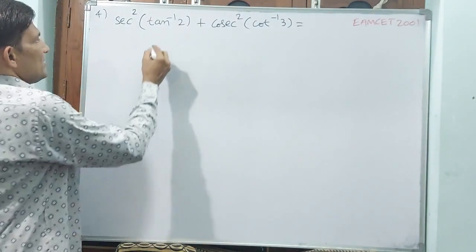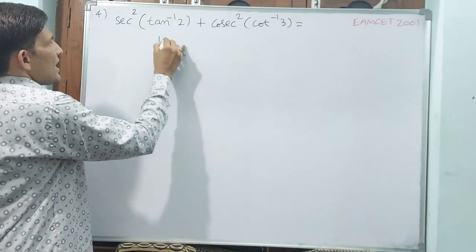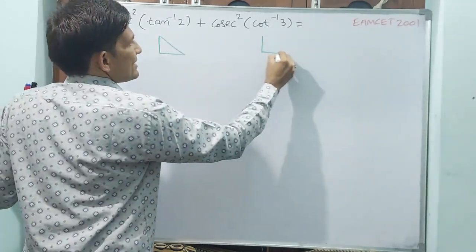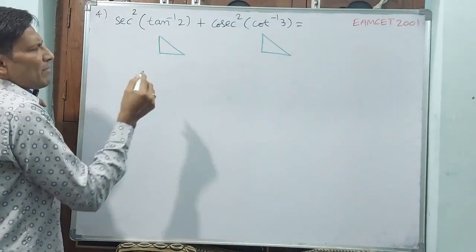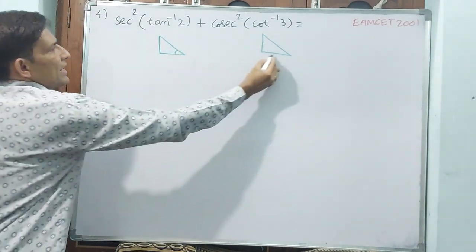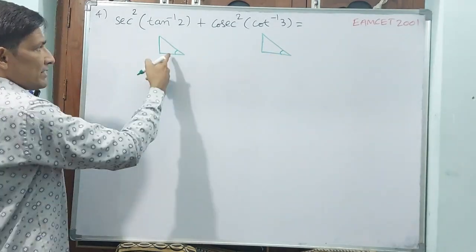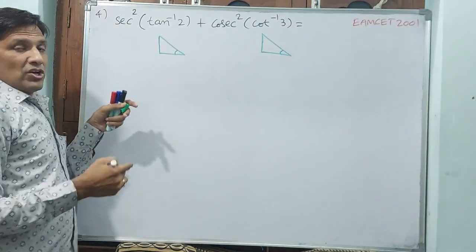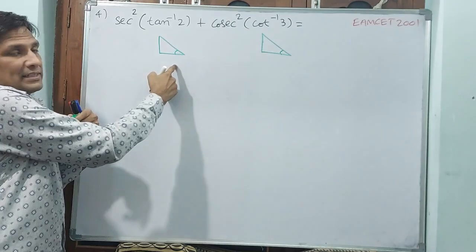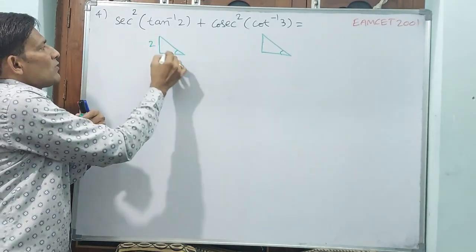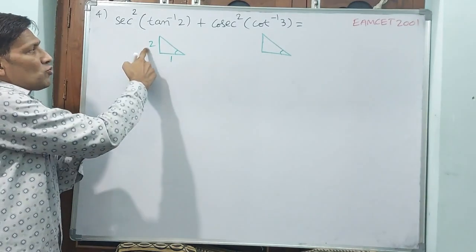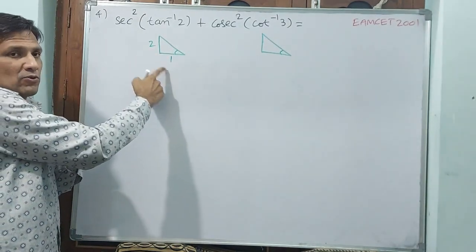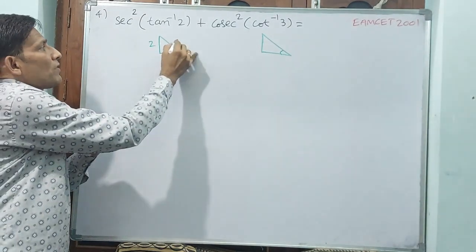Tan inverse 2 means, see here, one diagram I am writing here. See, theta, alpha and all I am not writing. Why? Because see, this is the theta angle, like I am keeping like this. Okay, here this angle based on this value. See, tan theta means opposite by adjacent. 2 is there means shall I take 2 by 1? If that is the case, then what is hypotenuse? 2 square plus 1 square under root, 4 plus 1, under root 5.